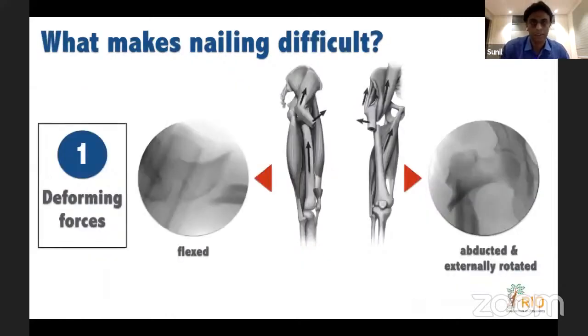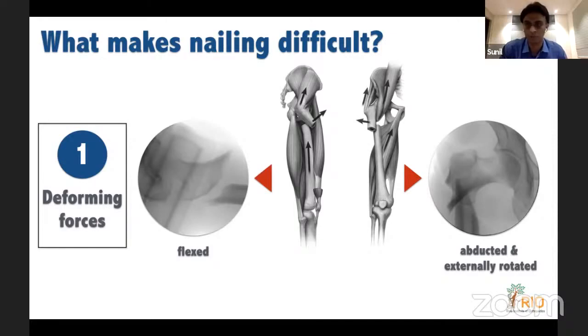So if you look at the main points why nailing a subtroch fracture is difficult, one is the deforming forces. You know that the proximal femoral fragment in these fractures will be flexed, abducted, and externally rotated. And this will remain so even when you put the patient on traction most of the times. So you need to go in there, get this fracture fragment reduced before you can start your nailing procedure.